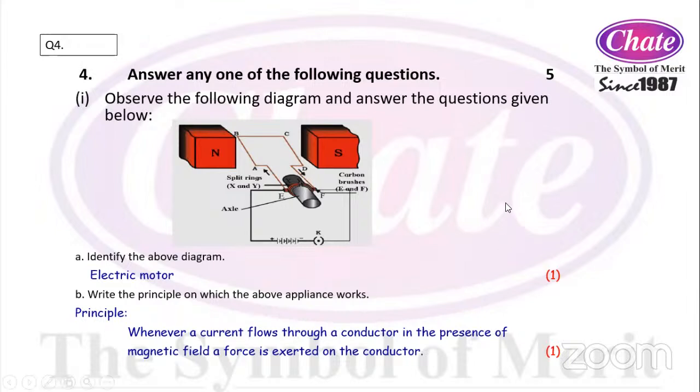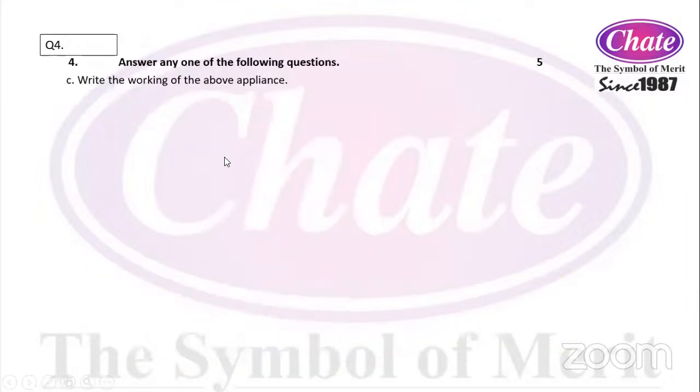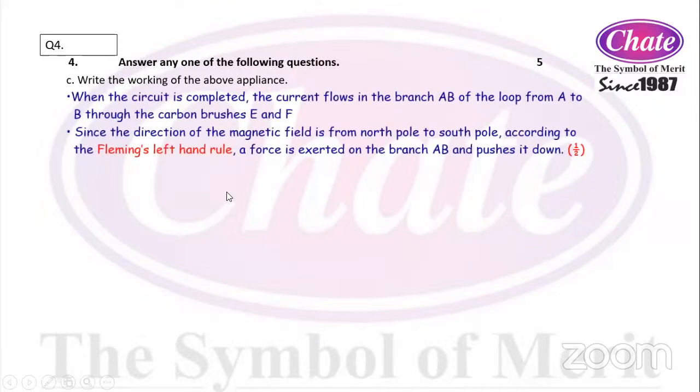Now, the next question: write the working of the above appliance. This is a little bit of a long answer, because you have to write down the working. I will let you know the major points. When you start writing the working, you first say that the circuit is completed and the current flows in the branch AB of the loop from A to B through the carbon brushes E to F. This is the short description.